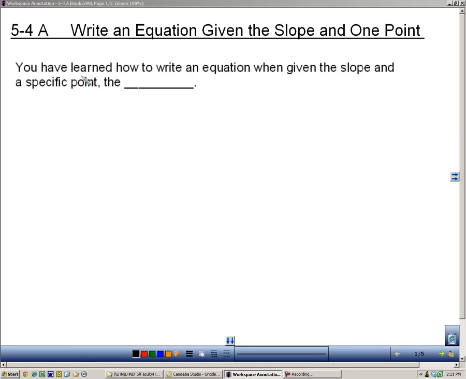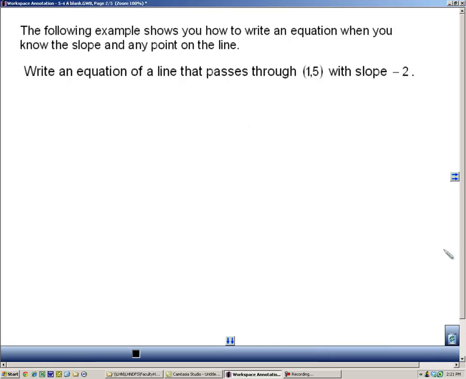Section 5.4a is writing an equation when you're given a slope and 1 point. To this point, we've learned how to write an equation when we're given the slope and a specific point, the y-intercept. But what happens when we don't have the y-intercept? What happens when we're given some other point? Well, that's what this example is going to show you here. How you're going to write an equation when you know the slope and any point.